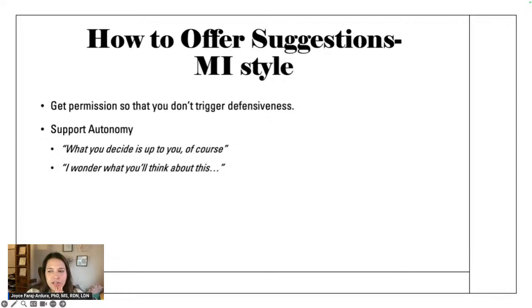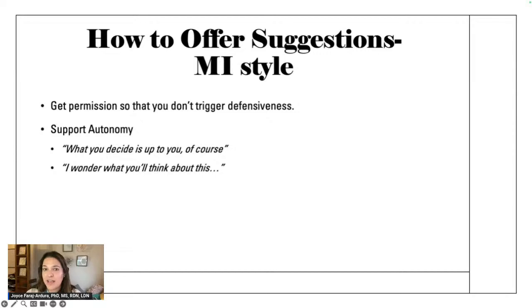So how to offer suggestions in MI style. First, we do not want to trigger any defensiveness from our clients. We want them to feel like they are our equal, right? We have to treat them as another expert. We have to collaborate with them. That means we have to respect them, and we have to get permission from them so that we don't trigger defensiveness.